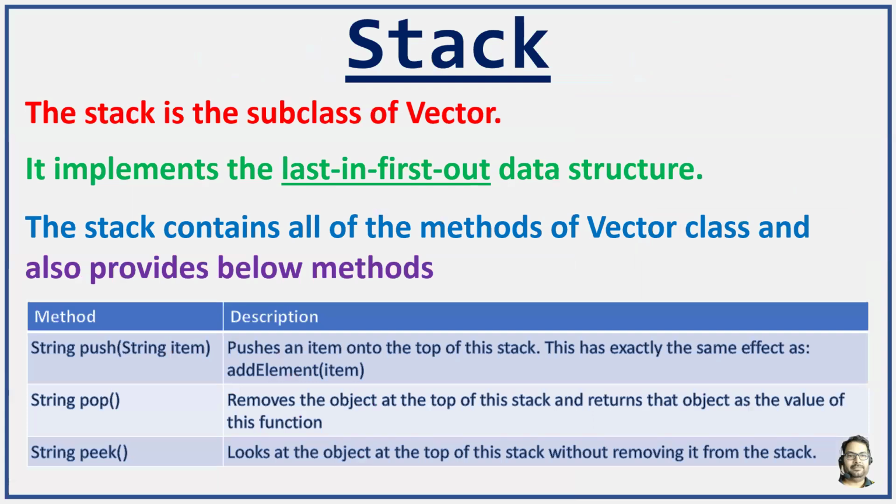Now we have a stack. Stack is a subclass of vector, and it is a special category. Why have they created it? Because it implements last in, first out. It is called a LIFO, last in first out, data structure.